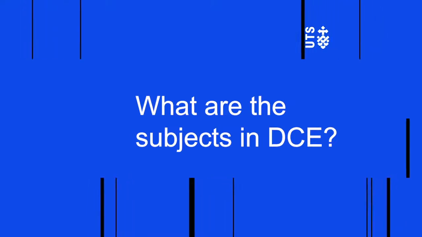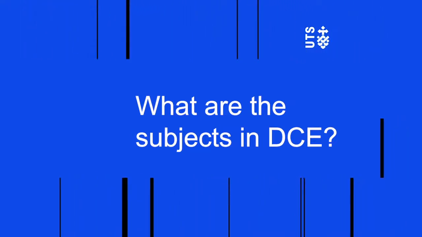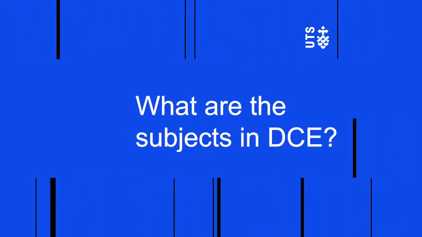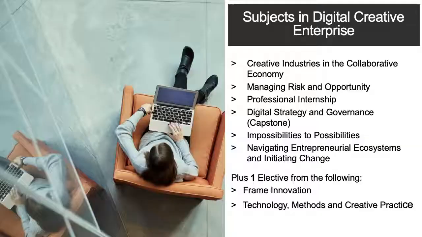And what are the subjects that students will be studying in this major? The major has a suite of subjects, and in the first year you'll be doing 21662, which is creative industries in the collaborative economy. So this is a subject where you really learn about how broad the reach now is of the creative industries across, as I mentioned, digitalized and globalized economies.